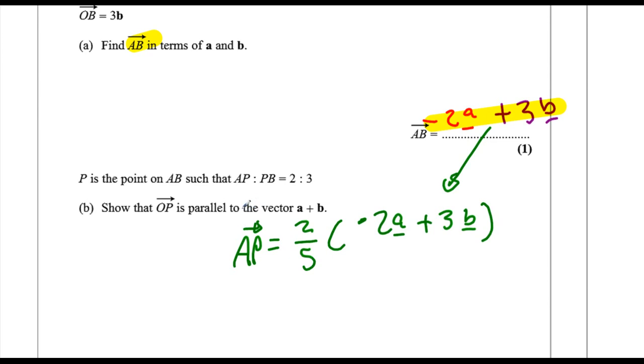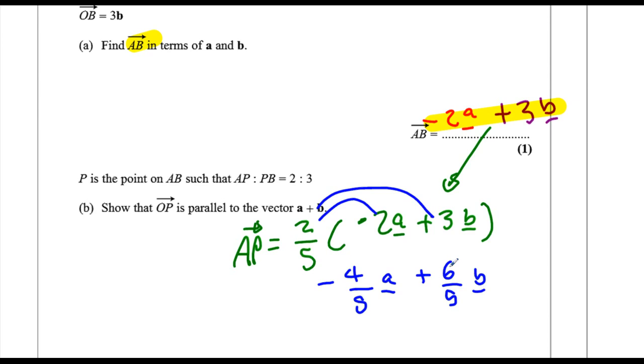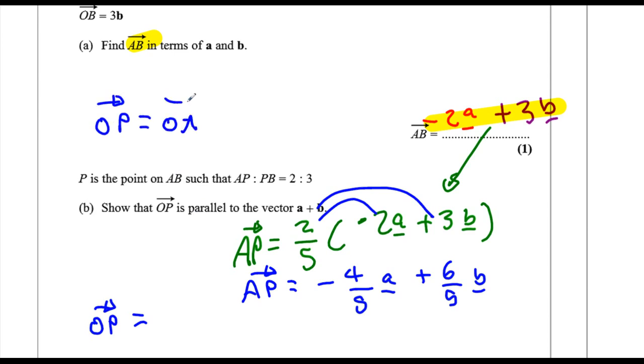No problem. We can expand this as a bracket, which is going to give us a simplified form, which is going to give us minus 4 over 5 a plus 6 over 5 b. Now that is just getting us from A to P. If we want to go from O to P, we need AP and a little bit extra. Okay? And if you want, by the way, OP is the same as OA plus AP. And if you understand what these arrows are doing, then that'll make perfect sense to you.